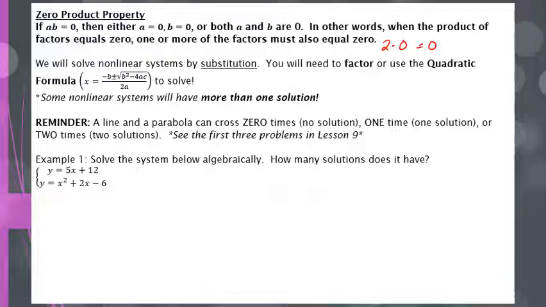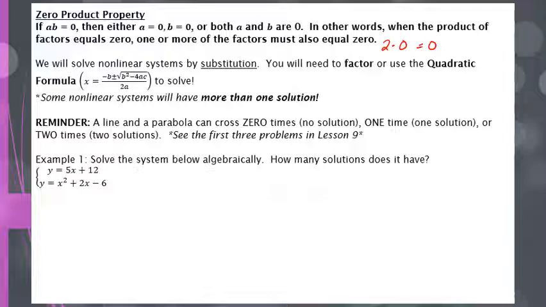The second thing is we're going to be solving these systems by substitution. The reason we have to use substitution is because one of our equations will be quadratic and one will be linear, so we wouldn't be able to use elimination because we wouldn't be able to get everything to cancel out, because they don't have the same types of terms. You are either going to need to factor or use the quadratic formula in order to solve these equations, and we'll talk about that more when we get there.